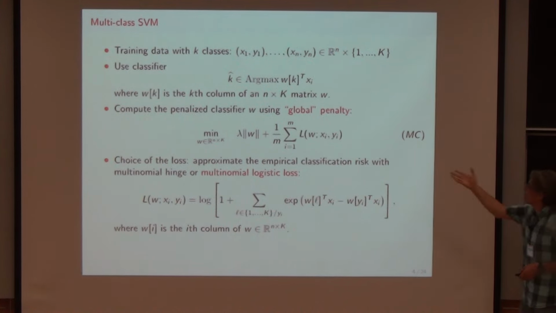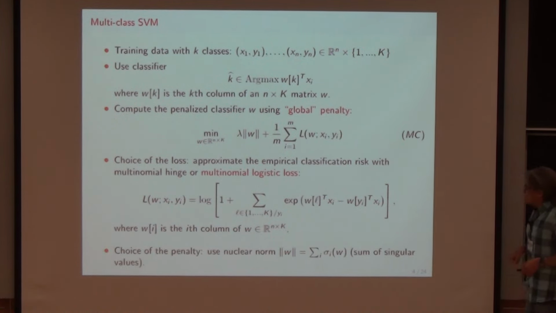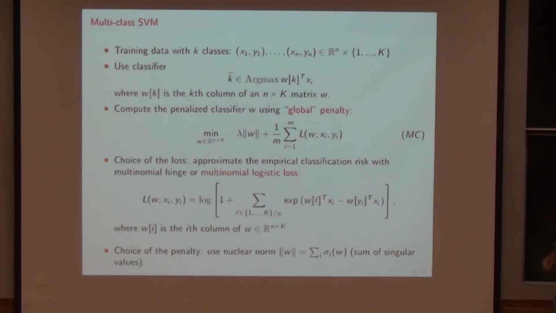So now the question is how to choose the penalty. What people advocate in machine learning is this type of penalty, which they call the nuclear norm, which is just the sum of singular values of the matrix W. There are many other choices. For instance, if you use one versus the rest classifier, this will be just the L2 norm.